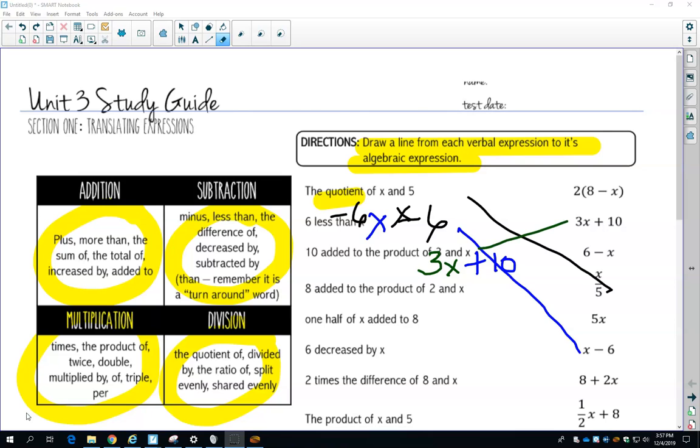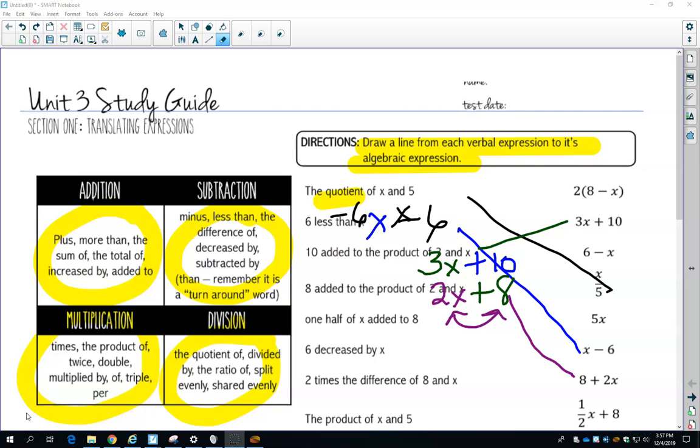The next one, 8 added to the product. So again, that's going to be a plus 8. We're adding 8 to the product of 2 and x. So we're going to take this plus 8 and we're adding it to the 2x. So that one is going to be right here. Notice here it's reversed because the commutative property allows us to do any order, but only for addition.